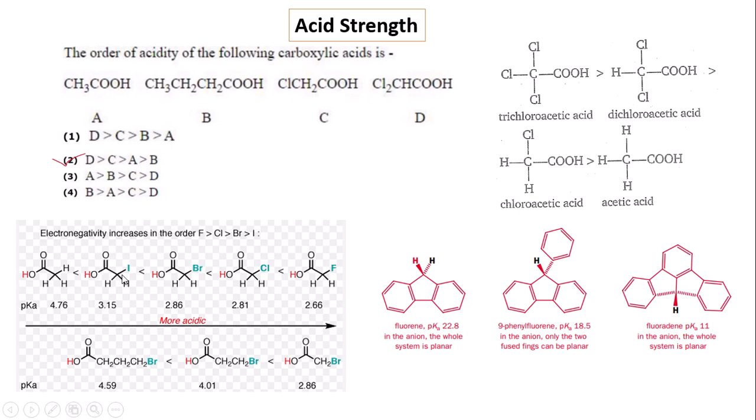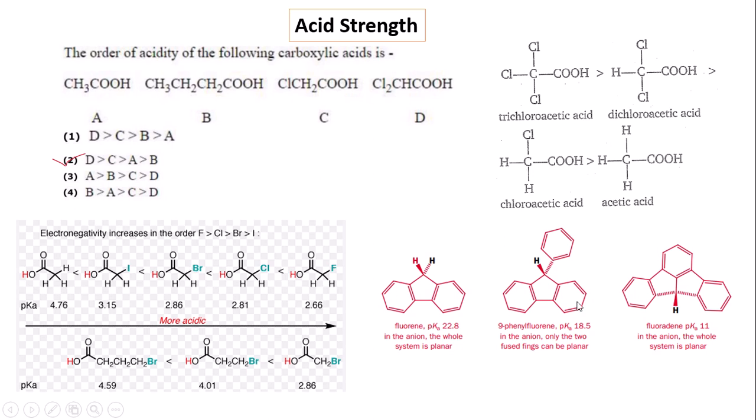We know that with increasing electronegativity at the alpha position of the carboxylic acid, the acid strength also increases and the pKa value decreases. Here acetic acid has a higher pKa value, 4.76, but chloroacetic acid has a lower pKa value, 2.66, meaning chloroacetic acid has higher acidity compared to acetic acid.